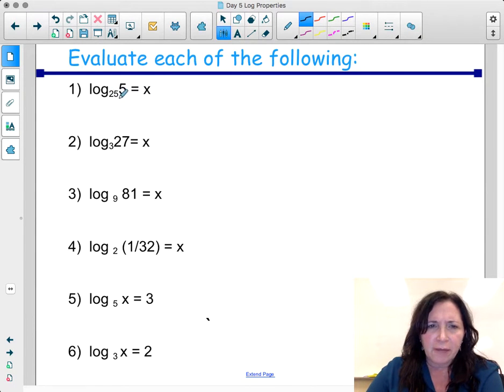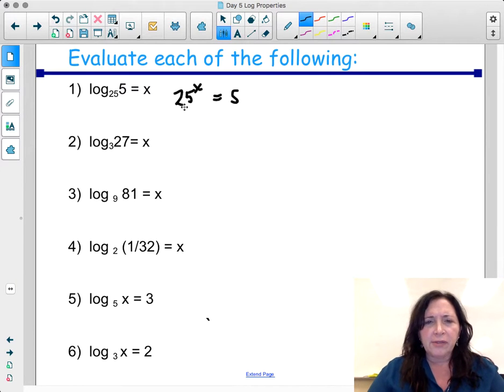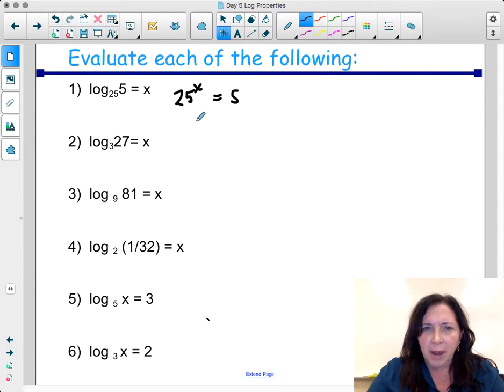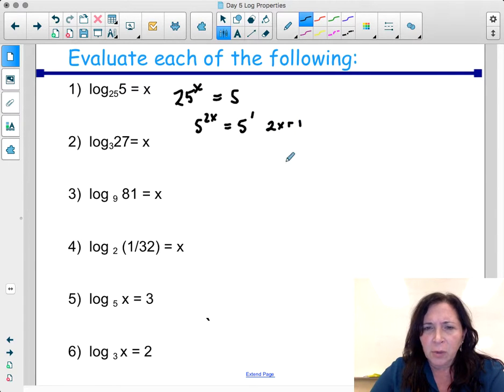So we're going to solve this. We have 25 to the x power equals 5. Our goal here is to get common bases so that we can set our exponents equal to each other. So rewriting 25 to the x power is 5 squared to the x, which equals 5 to the 1 power. As you can see, the bases are now the same, so we can set our exponents equal to each other. So now we have 2x is equal to 1, or x is equal to 1/2. So that's what x is.